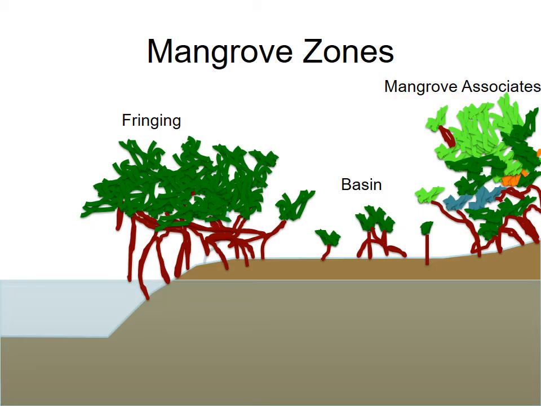So mangroves have different zones to the mangrove swamp, and swamp is a word that is used for a wetland with woody vegetation. Since mangroves are woody vegetation, we would say a mangrove swamp rather than a mangrove marsh. So swamp equals woody, marsh equals herbaceous, so like grasses and soft plants.